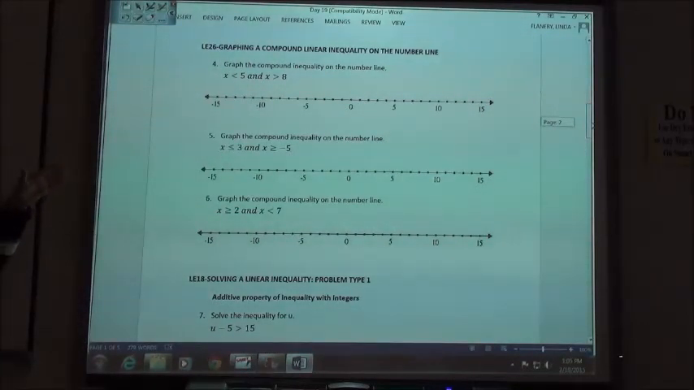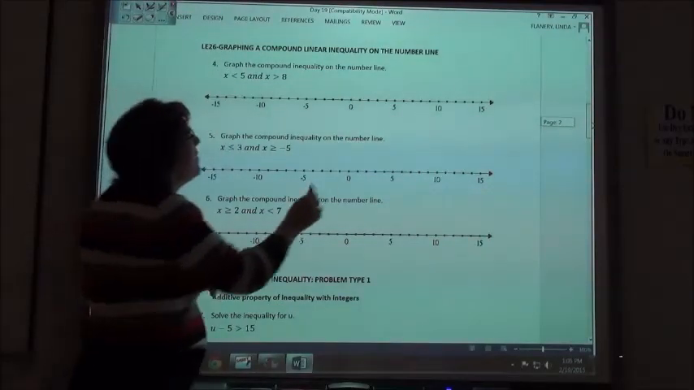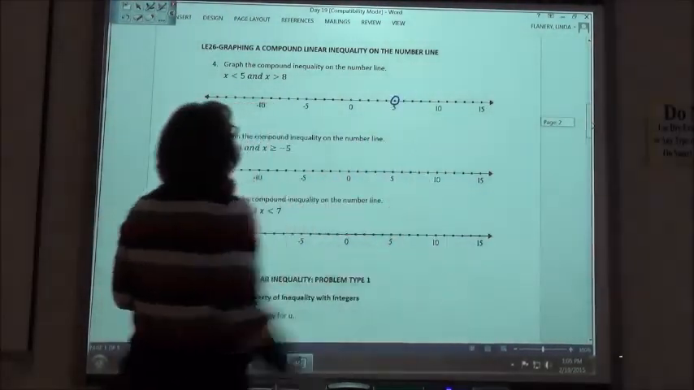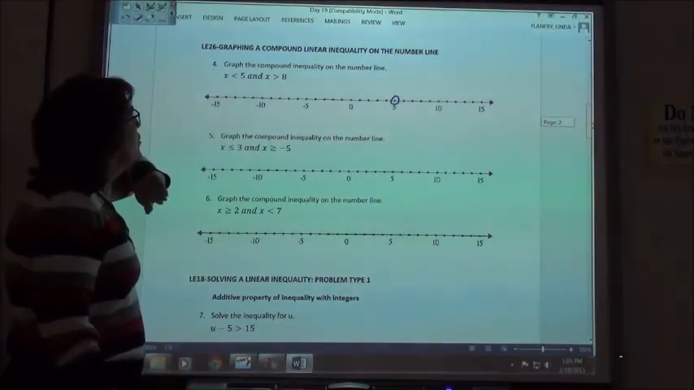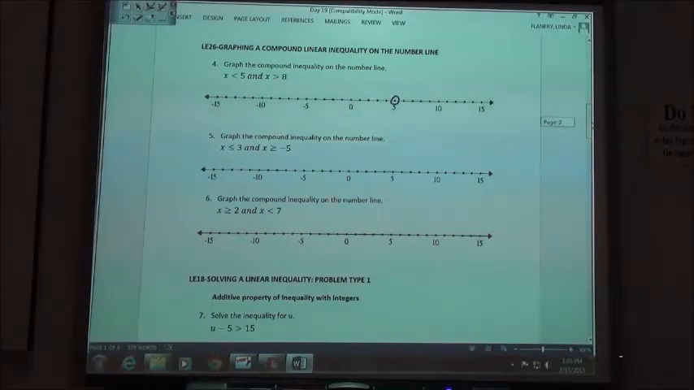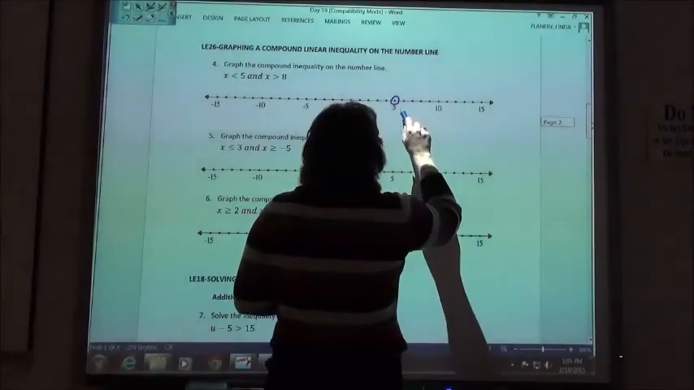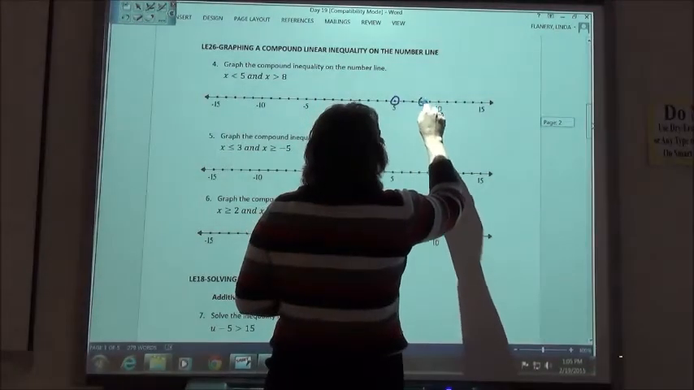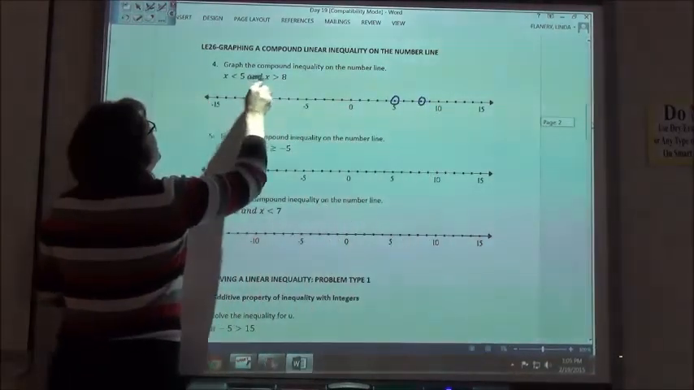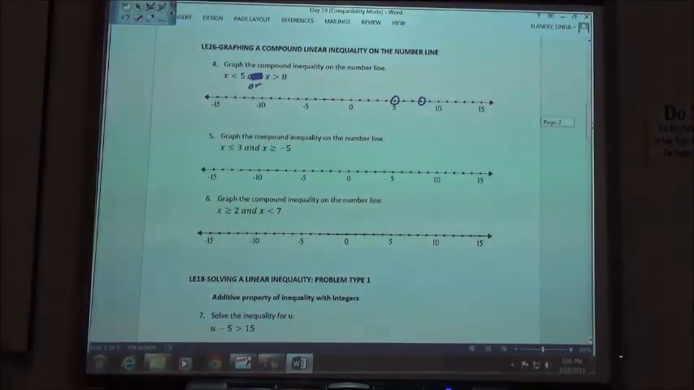X is less than 5 and x is greater than 8. So I would have an open circle at my 5. I would have an open circle on my 8. 6, 7, 8. Scribble that out. This can't be and. That's got to be wrong. It had to have been or, or she typed something else wrong.